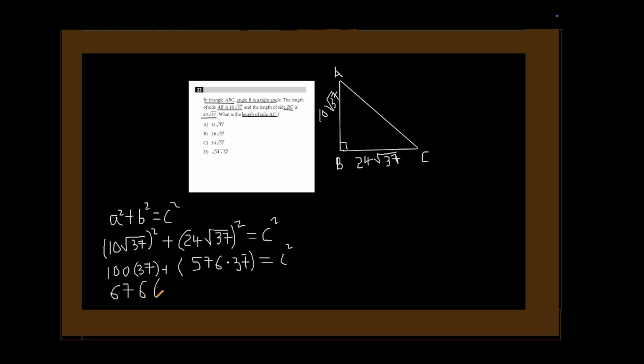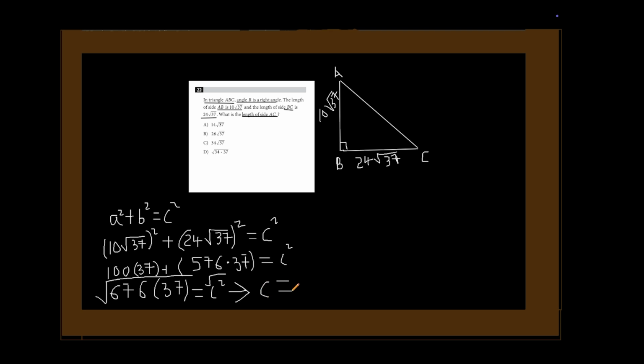So we're going to get 676 times 37 is equal to c squared. And how we got 676 is because we have a common factor of 37. You can just add 100 to 576.